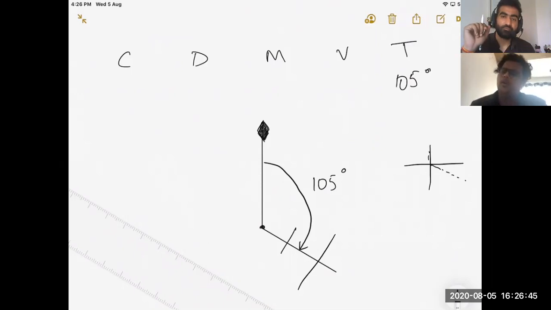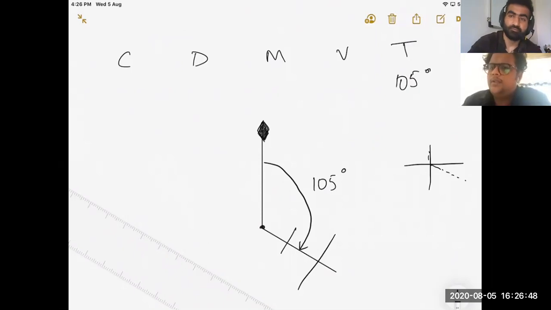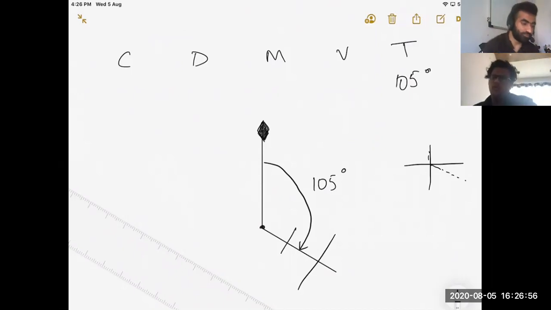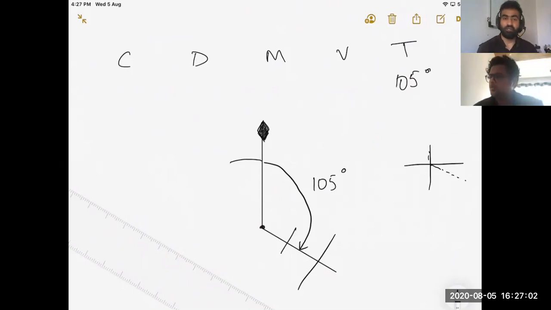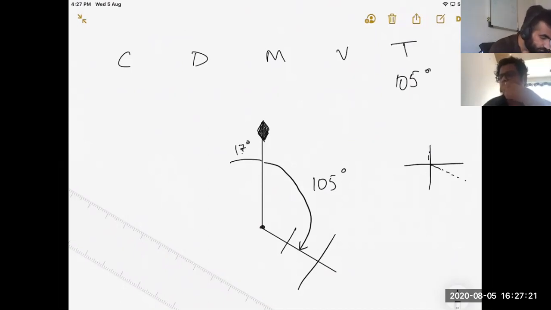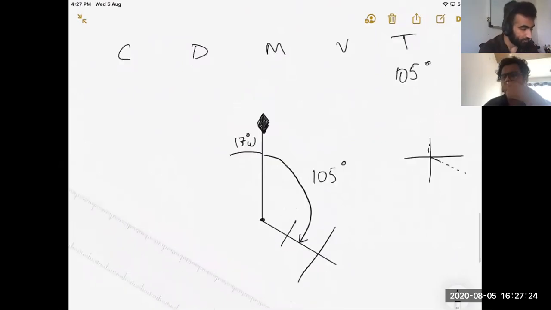Can you repeat? I didn't get that. Okay, the magnetic heading is 122, so it is greater than the true heading. So it will be in west. And by how much? We need to find the variation, because true heading is given to us and magnetic heading is given to us. The variation will be 17 degrees. East or west? It will be west, I guess. Very good.